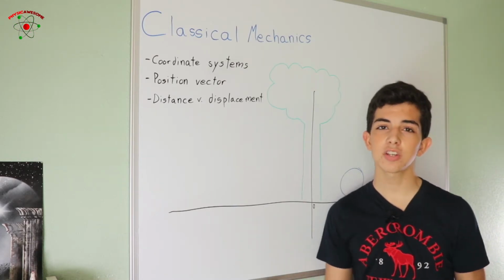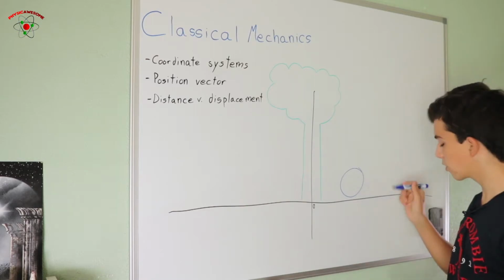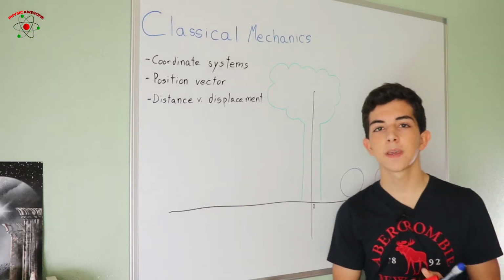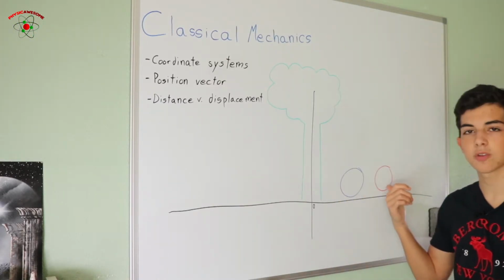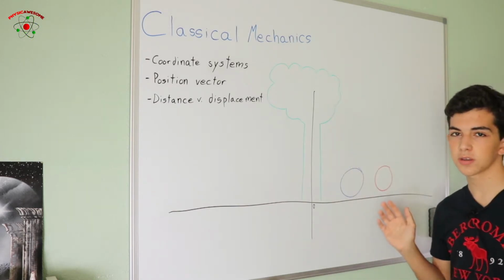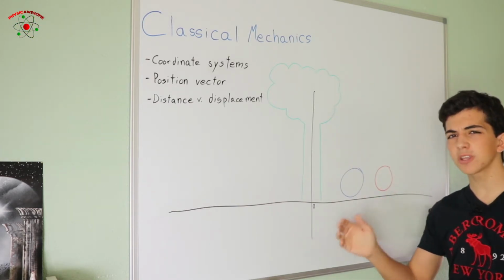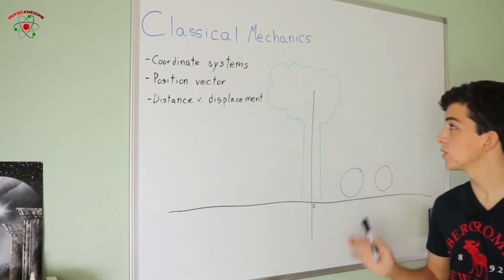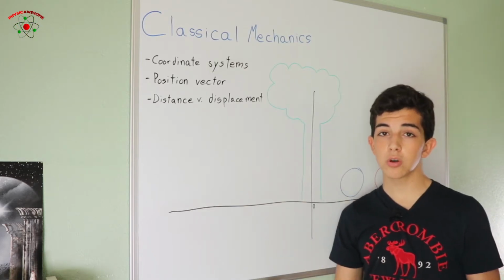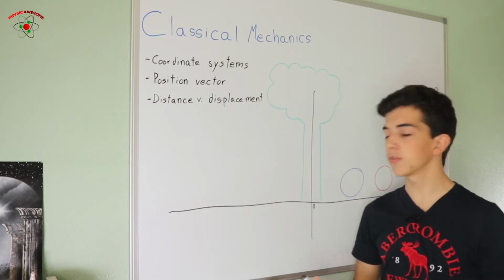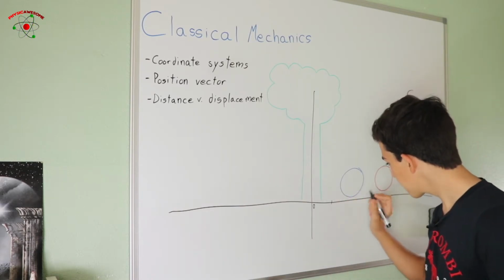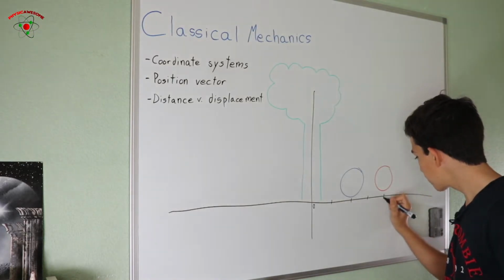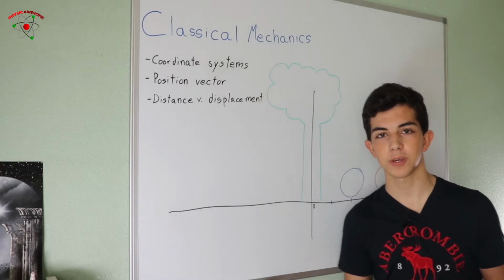But wait, there's a problem to this. Imagine we have another ball over here. We're going to draw it in red. And if we ask the position of this other ball, it's also the right of the tree. But then, how can we distinguish between them? We need to somehow mark the distance between the tree and the balls. To do so, we'll make some marks on the ground. Let's say the blue ball is at 2 steps from the tree, and therefore the red ball would be at 4 steps from the tree.